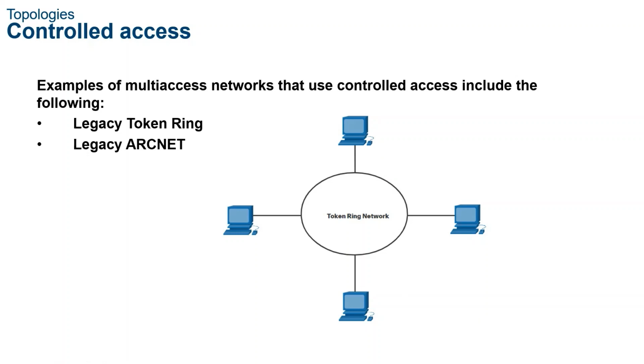All right, so the next one is controlled access. In a controlled-based multi-access network, each node has its own time to use the medium. These deterministic types of legacy networks are inefficient because a device must wait its turn to access the medium. Again, today, Ethernet networks operate in full duplex and do not require an access method. This legacy controlled access includes token ring and the legacy ARCNET. When we say legacy, it is almost not existing, it's obsolete already.